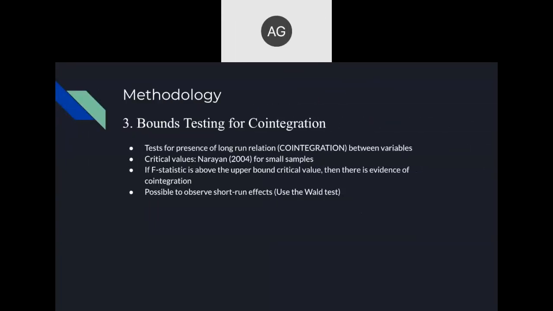The final step is to proceed with the bounds testing for co-integration. It tests for the presence of a long-run relationship between the variables that we are testing. The test checks if the F statistic is above the upper bound critical value. Then we know that there is evidence of co-integration.